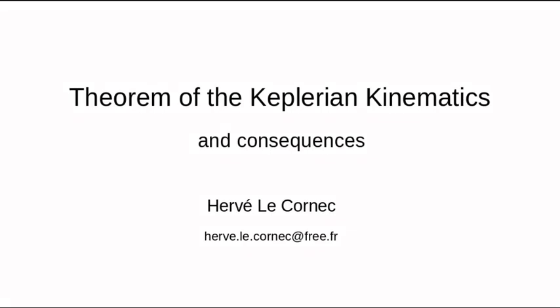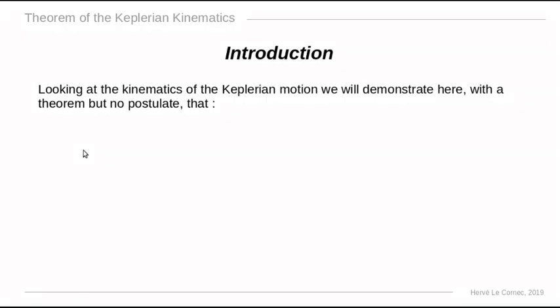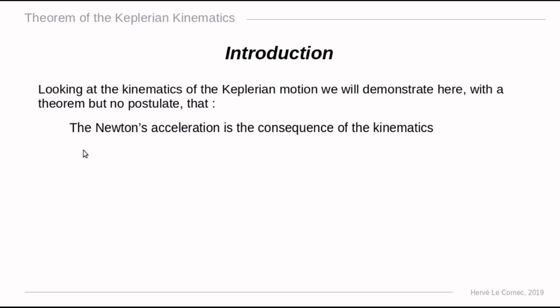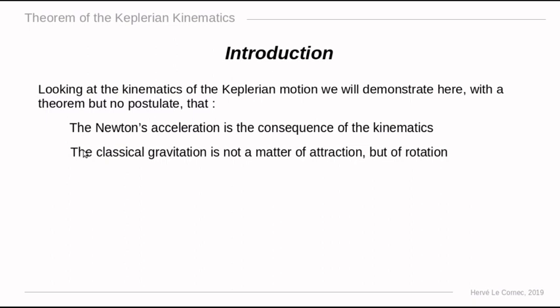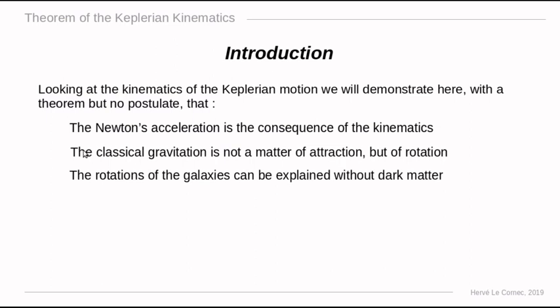I will present you the theorem of the Keplerian kinematics and its consequences. Looking at the kinematics of the Keplerian motion, we will demonstrate here, with a theorem but no postulate, that Newton's acceleration is the consequence of the kinematics. The classical gravitation is not a matter of attraction, but of rotation. The rotations of the galaxies can be explained without dark matter, and Einstein's equivalence principle cannot be correct. Well, let's go.